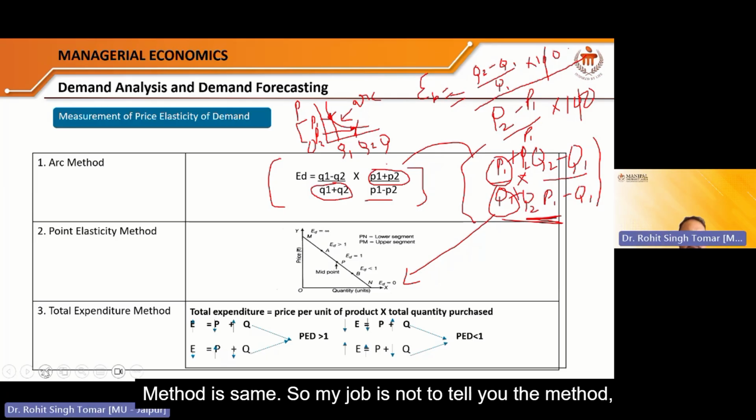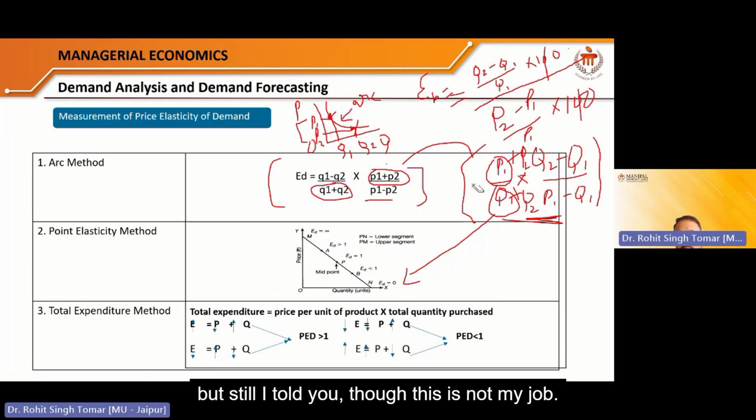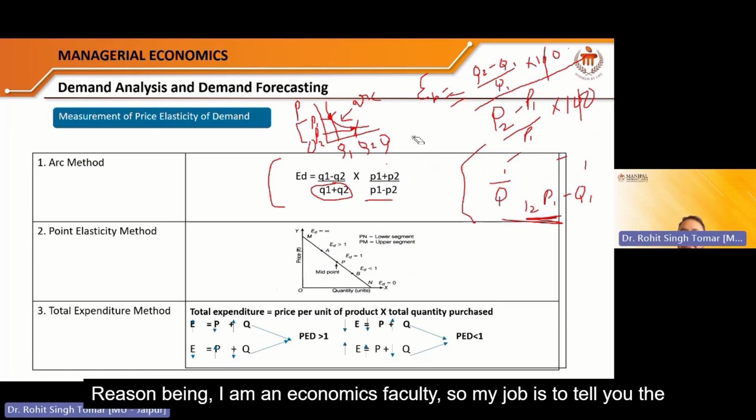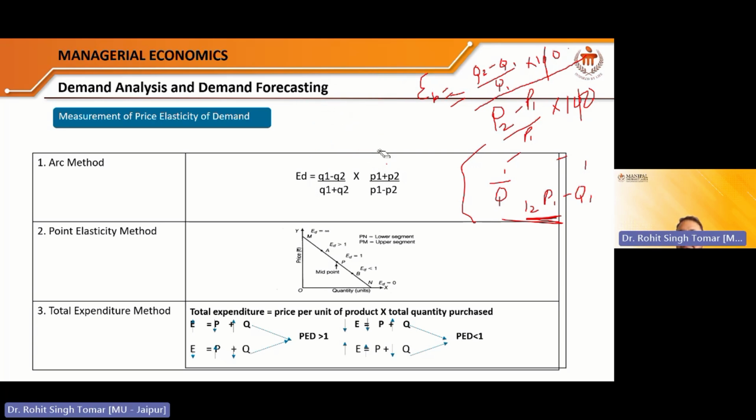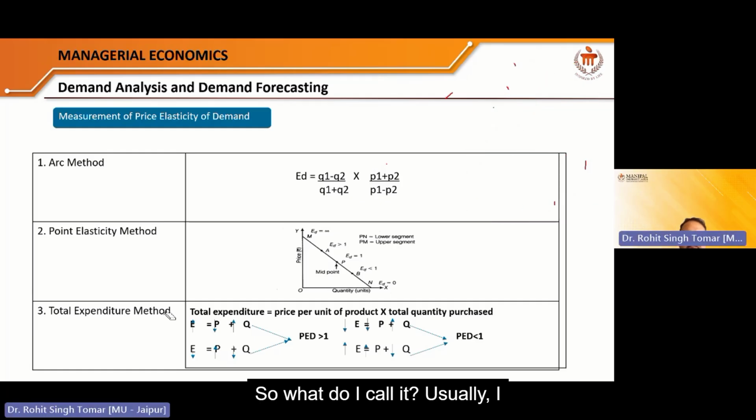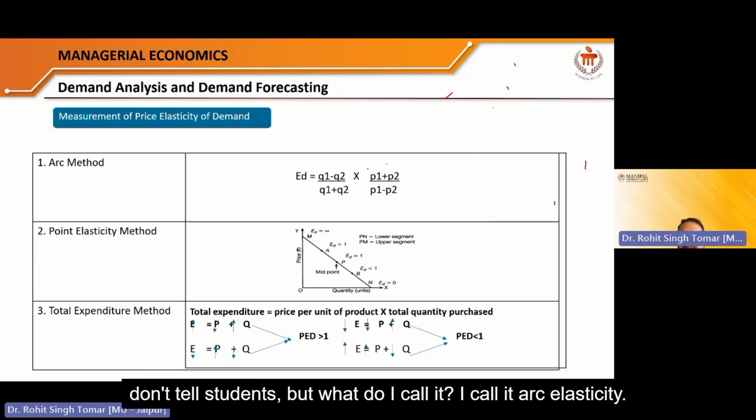The method is same. So my job is not to tell you the method, but still I told you, though this is not my job. Reason being, I am an economics faculty, so my job is to tell you the application of these formulas. But I thought that I should tell you, as it makes your concept much stronger. Usually I don't tell students. What do I call it? I call it arc elasticity.